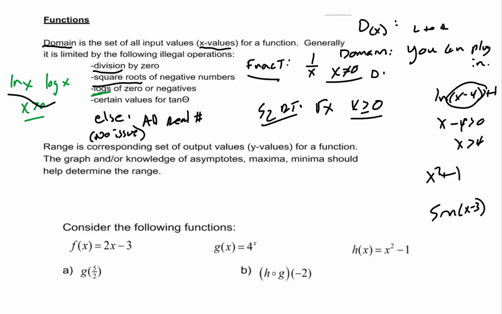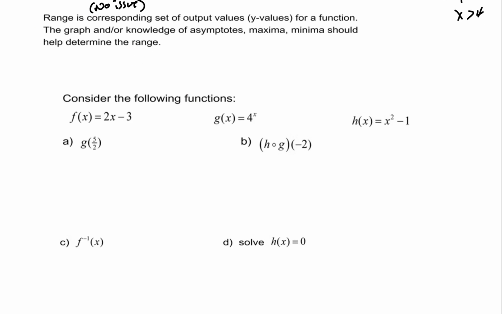So that's domain. It's all about numbers you can plug in. And again, the key thing to keep in mind is with a fraction you can't divide by 0. A square root has to be greater than or equal to 0, no negatives. And the newest one is natural log and log, which has to be greater than 0. So that's domain. How about range? Well, the easiest way to find range is just look at the graph.